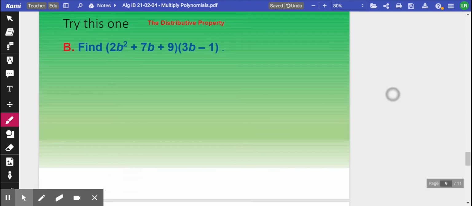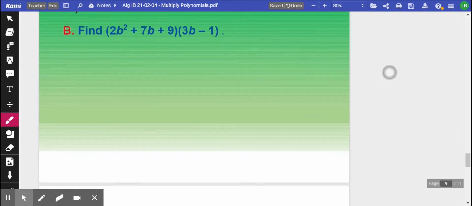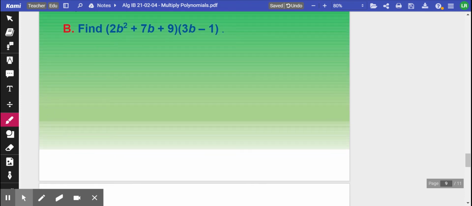Okay, I want you to try this one. Make sure you pause the video and actually try it. Okay, so we have a trinomial times a binomial. I have 3 things times 2 things.